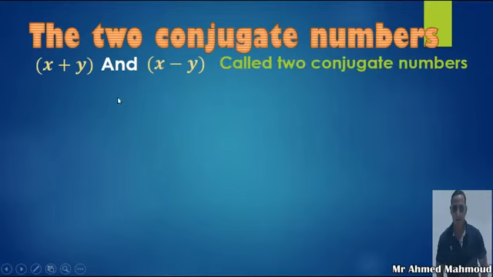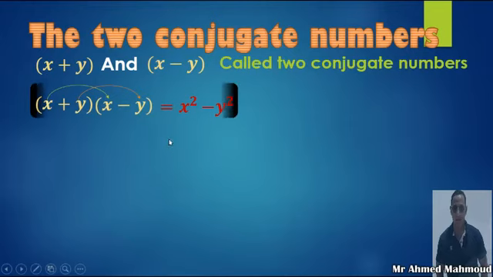Okay, now we are going to remember how we can multiply this kind of numbers. If we have x plus y multiplied by x minus y, we multiply the first by the first, x by x equals x power of 2, and multiply the second by the second, it equals negative y power of 2. Let's solve examples about the conjugate numbers in real numbers like this.